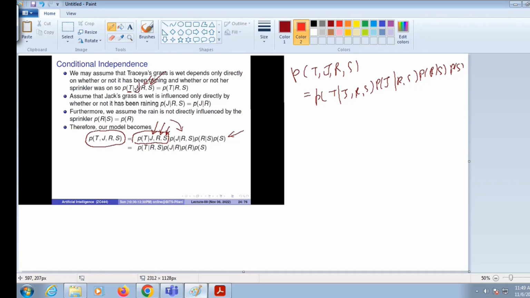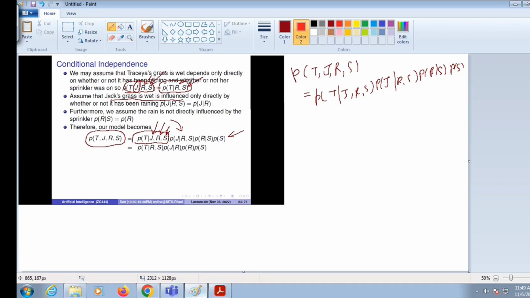It should not depend upon Jack's grass, because it's a different place. So the grass can be wet by only two factors. What are those factors? Whether the sprinkler was on or rain was there. So this quantity where three variables were there, because of our knowledge we can convert to two variables. Similarly, Jack's grass is wet is influenced by only one thing.